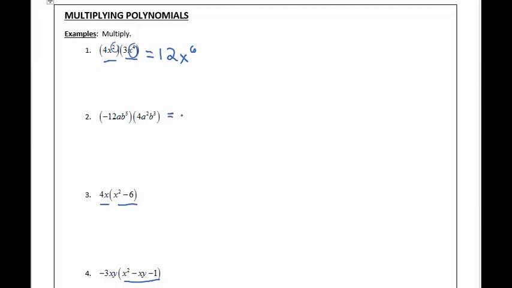Same thing down here. Negative 48 is what I get when I multiply negative 12 times 4. A to the first times a squared is a cubed. B to the fifth times b to the third, b to the eighth. That's it.